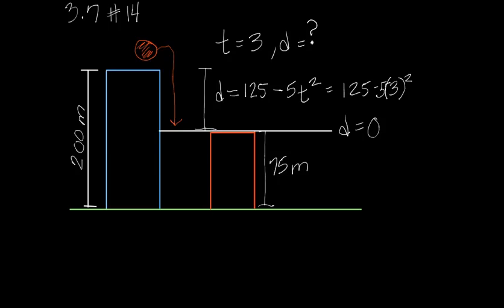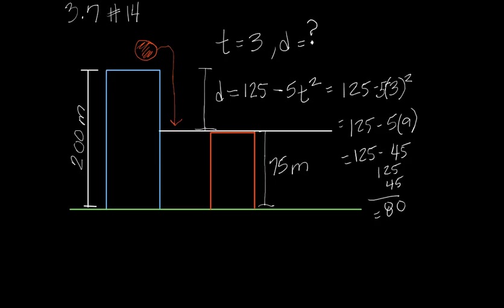Let's get rid of this so we have solving room. So that equals 125 minus 5 times 9, which is 125 minus 45, which I can't do horizontally, so I'm going to write it like this: 12, 11, 10, 9, 8. Okay, so it has fallen 80 feet. So the answer to letter A would be 80 feet.